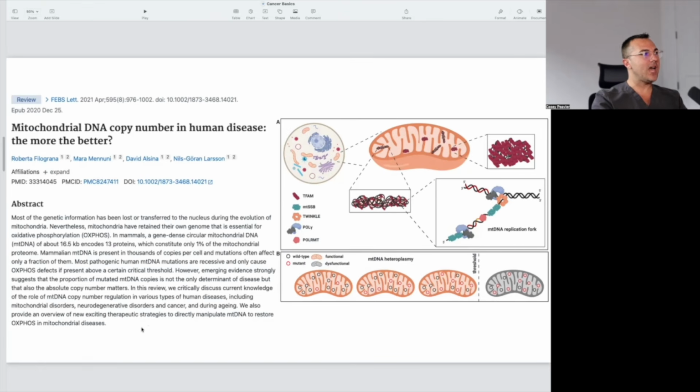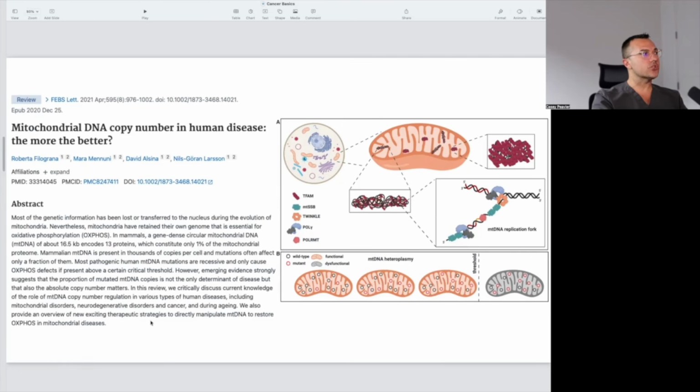Nevertheless, mitochondria have retained their own genome that is essential for oxidative phosphorylation, OXPHOS. In mammals, a gene-dense circular mitochondrial DNA of about 16.5 kilobases encodes 13 proteins, which constitute only 1% of the mitochondrial proteome, or proteins made inside the mitochondria. Mammalian mitochondrial DNA is present in thousands of copies per cell, and mutations often affect only a fraction of them. Most pathogenic human mitochondrial DNA mutations are recessive and only cause OXPHOS defects if present over a certain critical threshold. That's the idea of mitochondrial heteroplasmy.